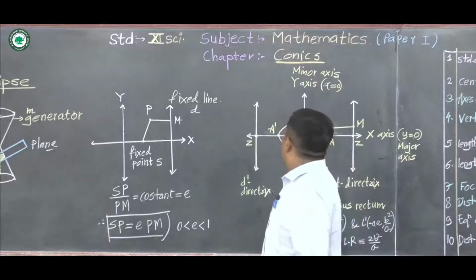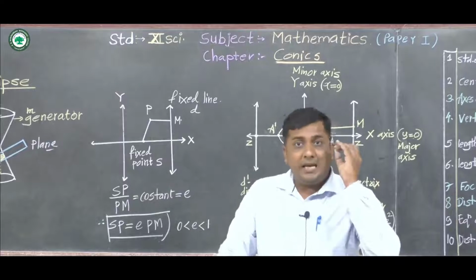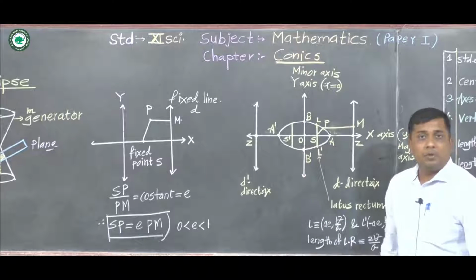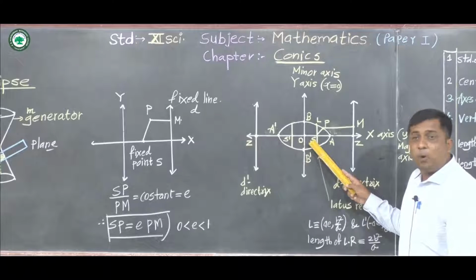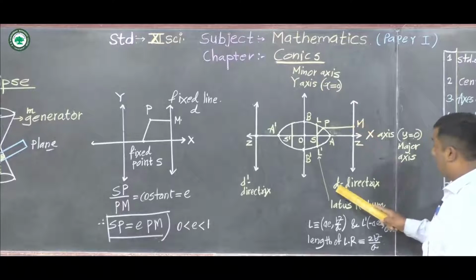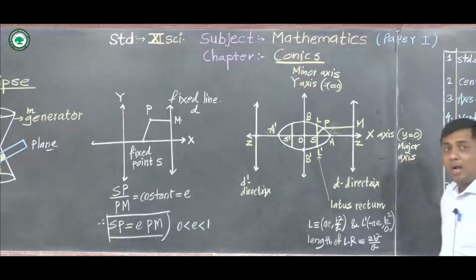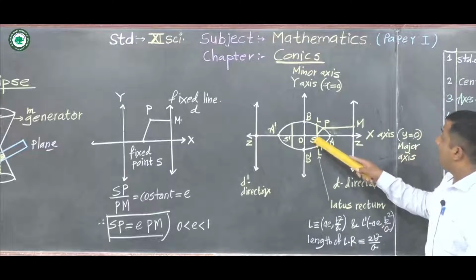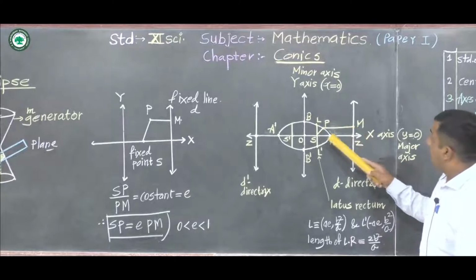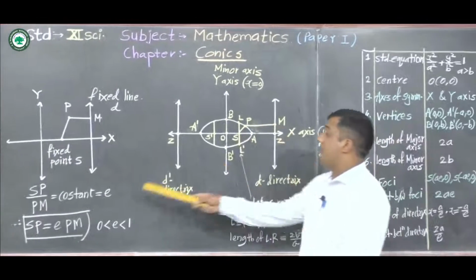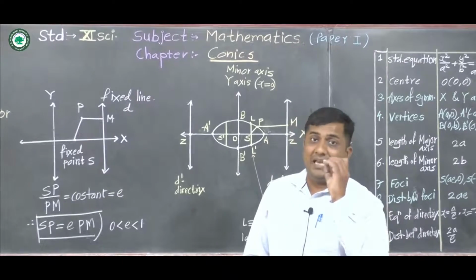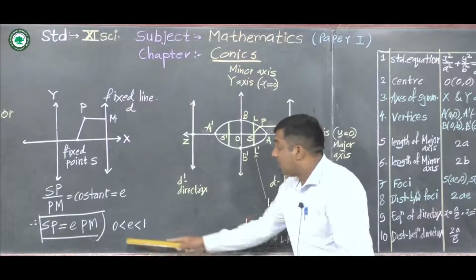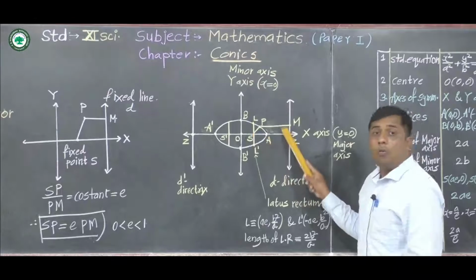To define the equation of the ellipse, we consider another figure. Again S is the fixed point, and this line D is called the fixed line, which we call the directrix. We join SP and PM. SP upon PM is always constant and we call this e, that is, the eccentricity, and we get SP equals e times PM, where 0 is less than e is less than 1.